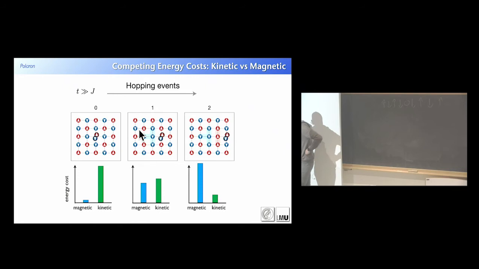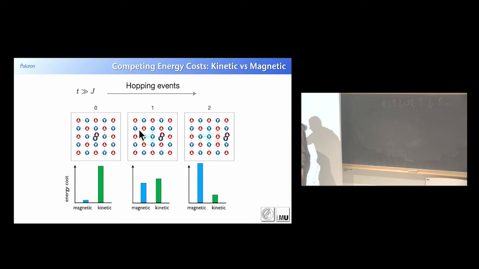And this is very different from 1D. In 1D, you can move without paying any damage penalty. And that's why in 1D, you basically have this deconfinement. You can move as far as you want, but in 2D, you cannot. And you can immediately see what's going to happen.